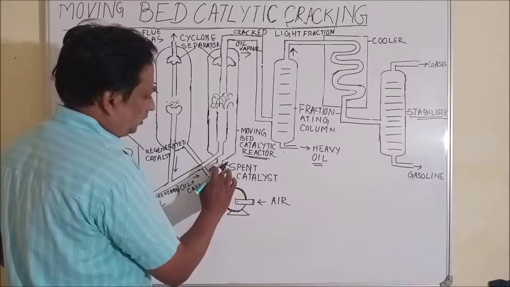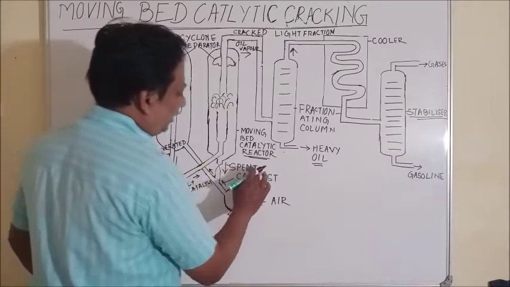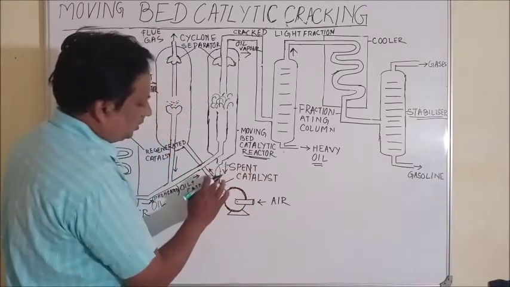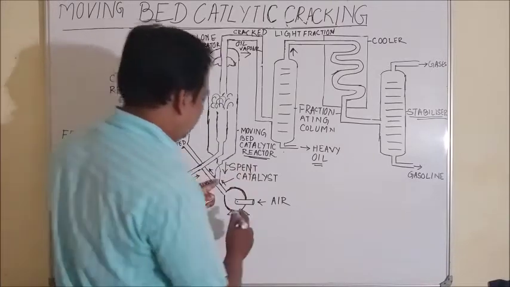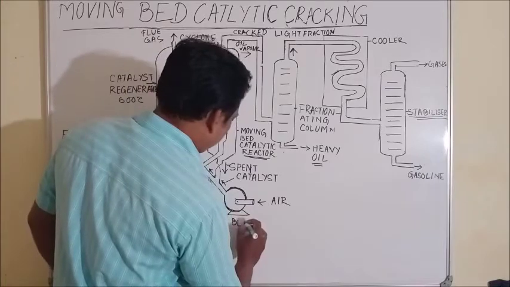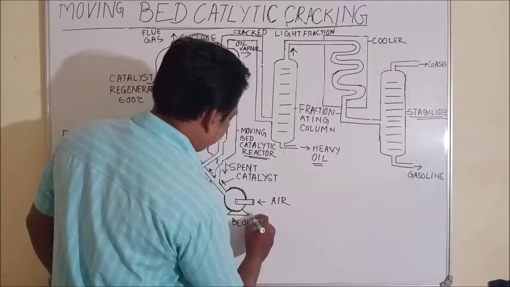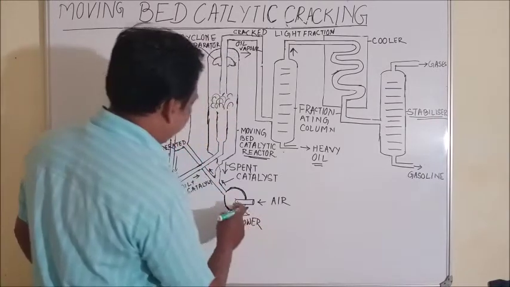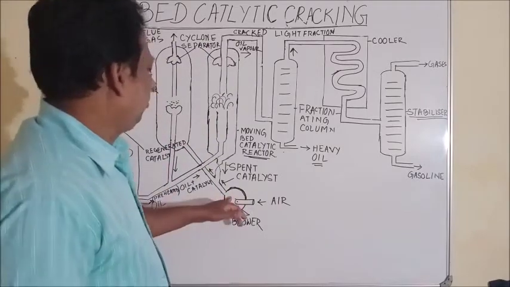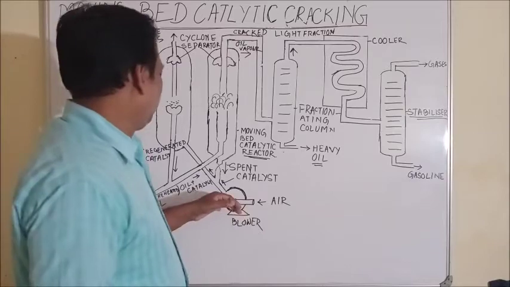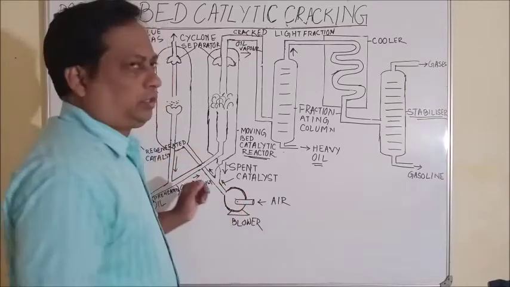This exhausted catalyst is called a spent catalyst. Now this spent catalyst comes to the bottom, and at the bottom there is a blower, which blows air into the regenerator.